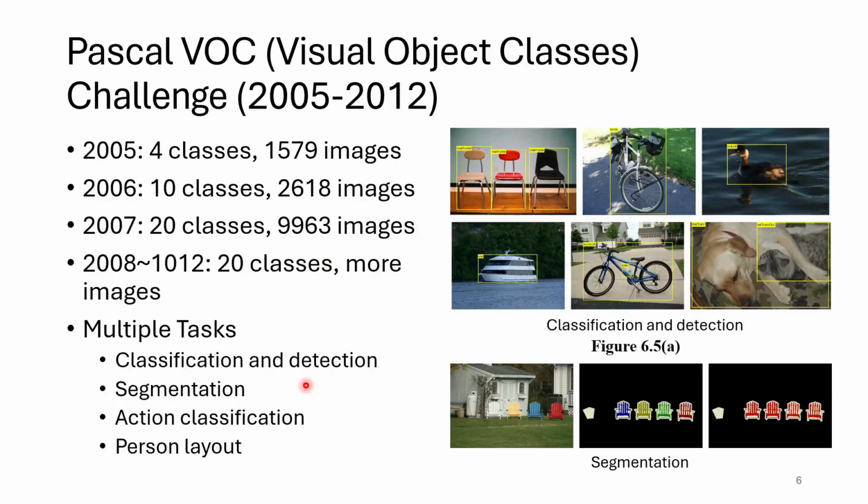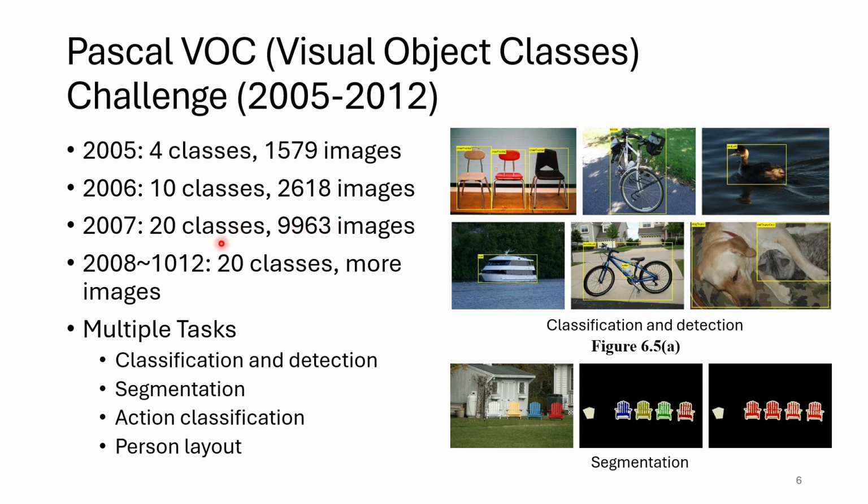Okay, then there was the Pascal VOC dataset. VOC means Visual Object Classes. This is a challenge hosted from 2005 to 2012. As you can see, in the beginning there were only 4 classes and only 1,500 images. Then in the next year, they increased the number of classes to 10, and one more year to 20. Also, more images were added into the challenge. So it became more and more challenging year by year.